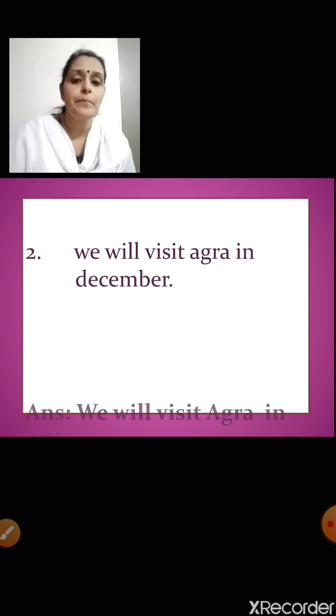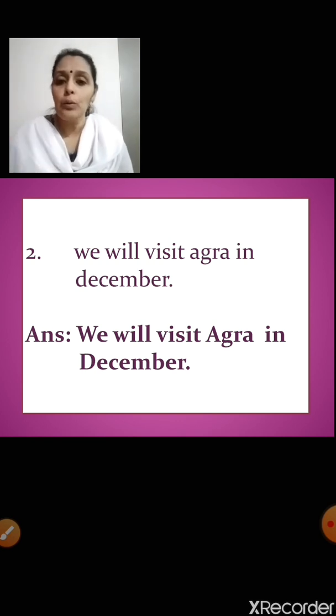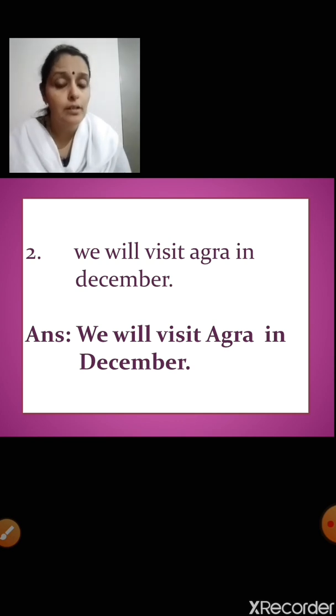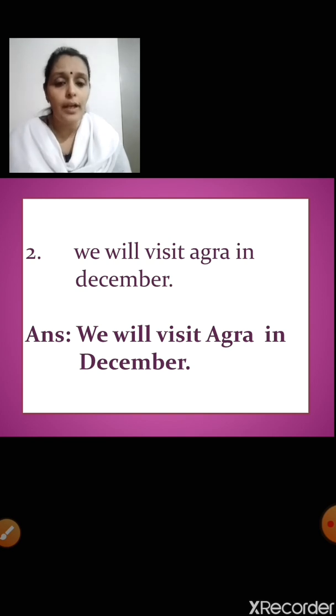So let us see. We will visit Agra in December. See, W, because it is the first letter, the beginning of a sentence, has to be in capital. Agra is the name of a place, so A has to be capital. And December is the name of a month, so D has to be in capital, right? So Agra and December are special names and W is the beginning of the sentence. So these are the three letters that are going to be written in capital. Yes, children?